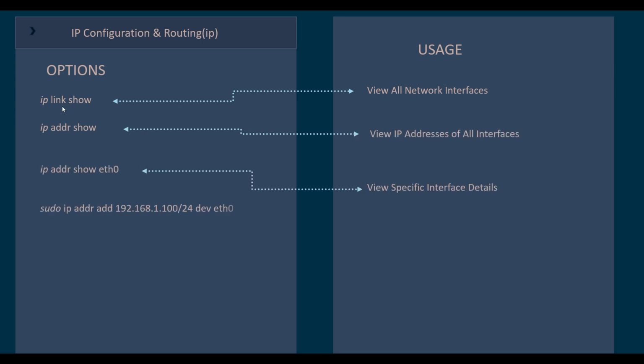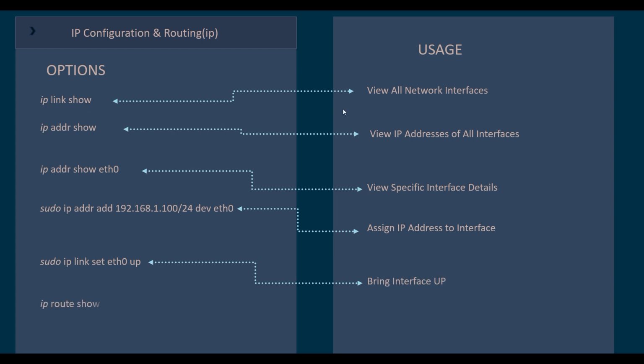So we have ip link show. It shows all network interfaces that are available on our system. Next we have ip address show. It shows the addresses of all interfaces. Next, if we want to show the address of any specific interface, we can use ip address show eth0. It will show the specific details of the eth0 interface only. In the same way we can use the link command as well.